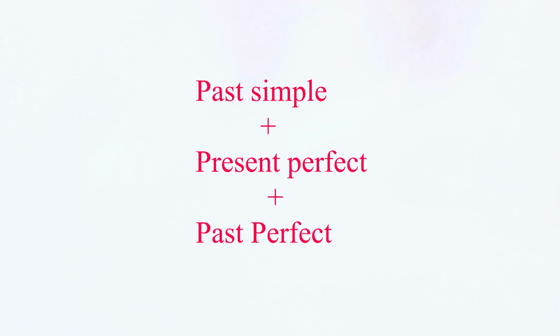For the past simple tense, you have to know the gender of the object. It is quite complicated, but I made many videos on the past simple tense. Present perfect tense is used to indicate the action that has been done in the past, but it still has some implications on the present.